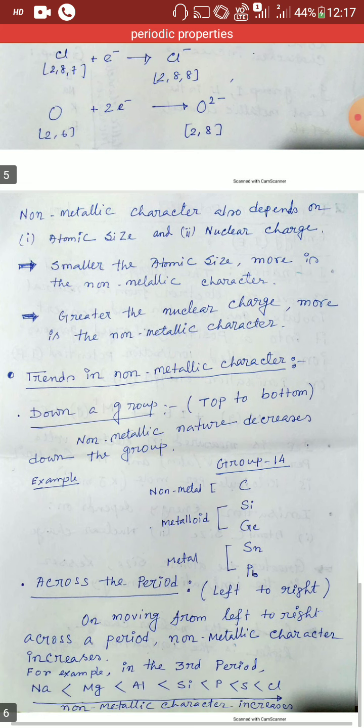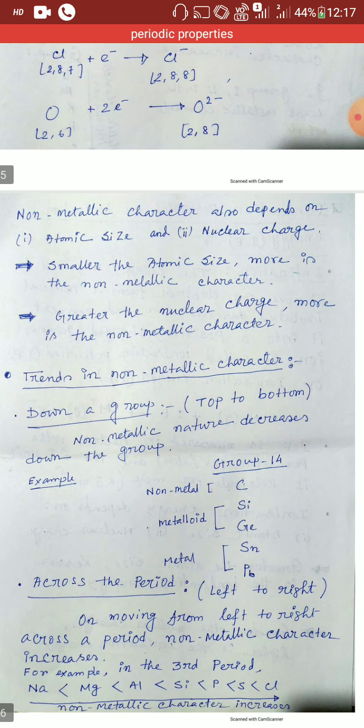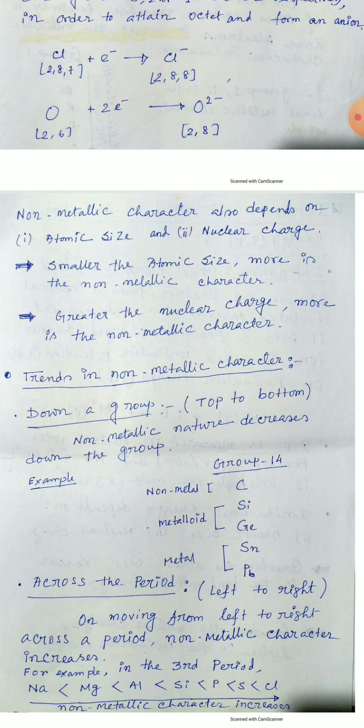Now the trend in non-metallic character. Down a group, that is top to bottom, non-metallic character decreases because metallic character increases down the group. Similarly, for example, group 14 elements carbon, silicon, germanium, tin and lead: C, Si, Ge, Sn, Pb. So carbon is a non-metal, silicon and germanium are metalloids, and tin and Pb, that is lead, are metals. So down a group, non-metallic character decreases and metallic character increases.